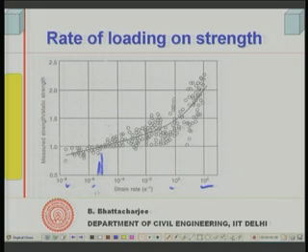So, when you increase or reduce the rate of loading, if you increase the rate of loading to 10 to the power 2 strain per second, you can have a strength as much as twice of what you find at normal conditions.